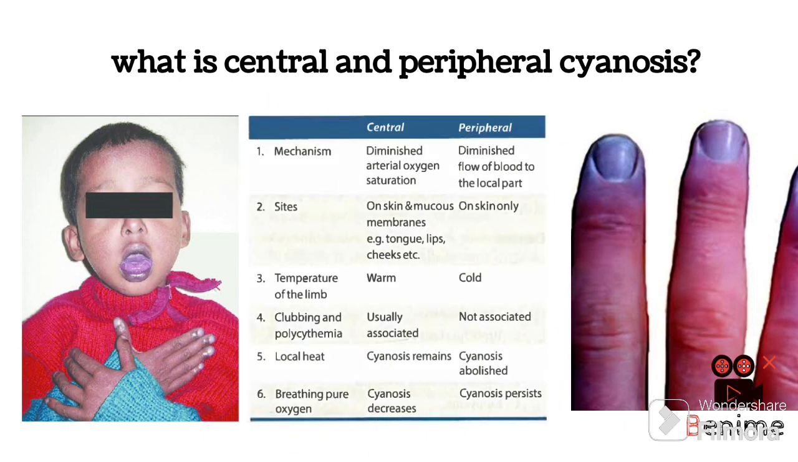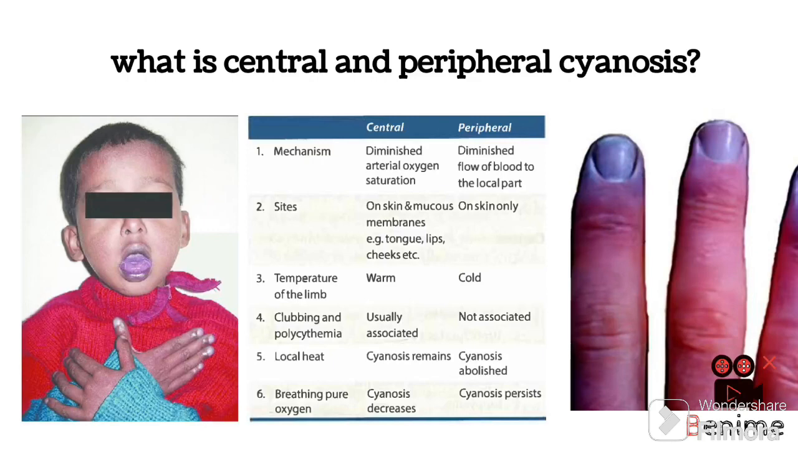Central cyanosis. The mechanism in central cyanosis is diminished arterial oxygen saturation. It can be seen on sites like skin, mucous membrane, tongue, lips, cheeks, etc. The temperature of the limb is warm. Clubbing and polycythemia are usually associated. On giving local heat, the cyanosis remains, and on breathing pure oxygen, the cyanosis decreases.